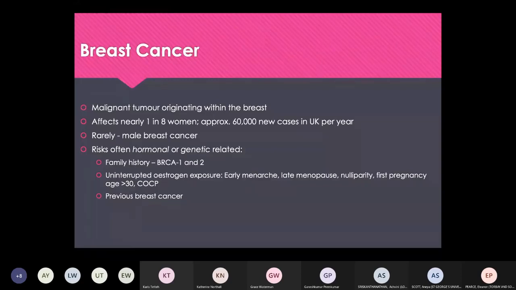Uninterrupted estrogen exposure is one of the biggest risk factors. So think about things that would increase your exposure to estrogen. So having your period early on, having your menopause late, never having children, having your first pregnancy at a later age, or taking the combined oral contraceptive pill. And then, as with many other medical conditions, you're also more at risk if you've had breast cancer in the past of it recurring.